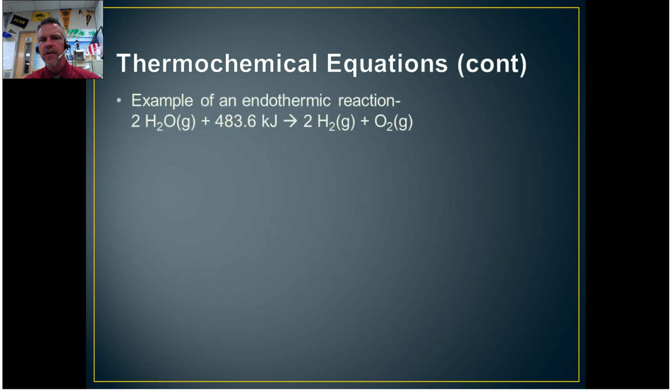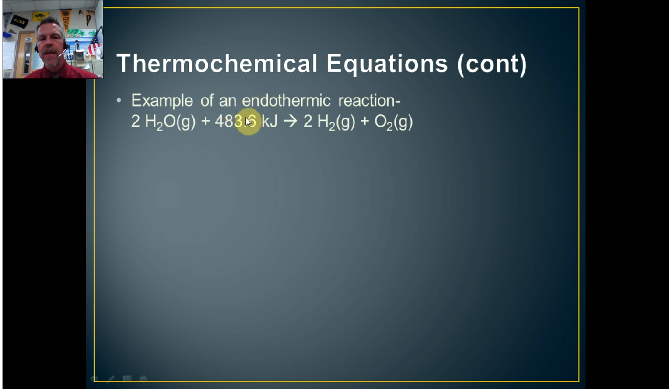Here is an example of an endothermic reaction. The previous example was exothermic. Here's water decomposing to H2 and O2. Notice that we've seen this reaction many times before, but now I've added a heat term to it. However, notice that the heat term is on the left side. It's on the reactants side of the equation, and that means that we can treat heat as if it were a reactant. That means it gets used up. That's how you know this is an endothermic reaction, because it's taking in or using up heat.